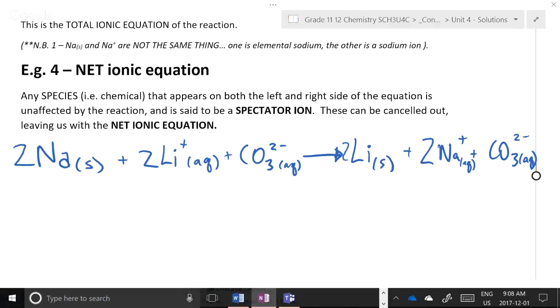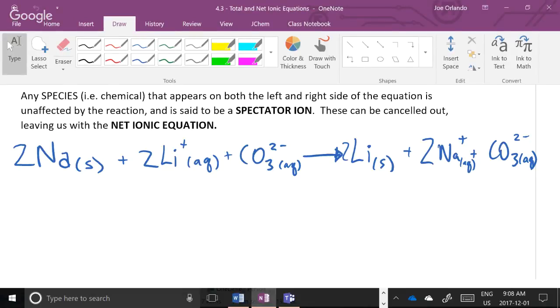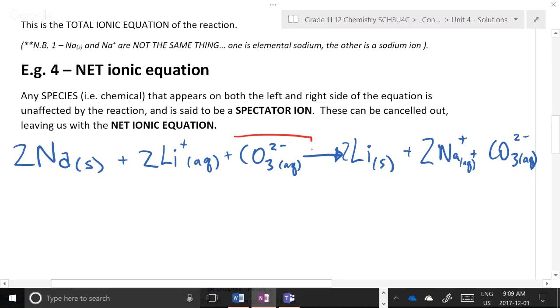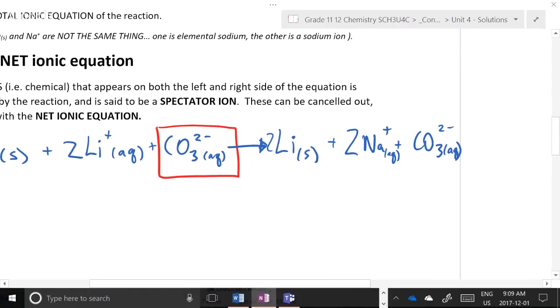Let's look at this reaction and think: there's something in this reaction that's just along for the ride, that doesn't do anything. What in this reaction starts out as one thing and stays the same thing at the end? Well, yeah, the carbonate ion. At the beginning of the reaction, there are CO3 2- ions floating around in water, and at the end of the reaction, there are CO3 2- ions floating around in water. Have they done anything in this reaction? No. They are what we call a spectator ion.